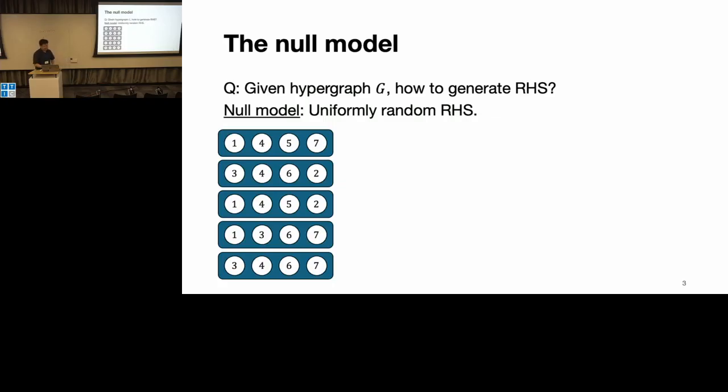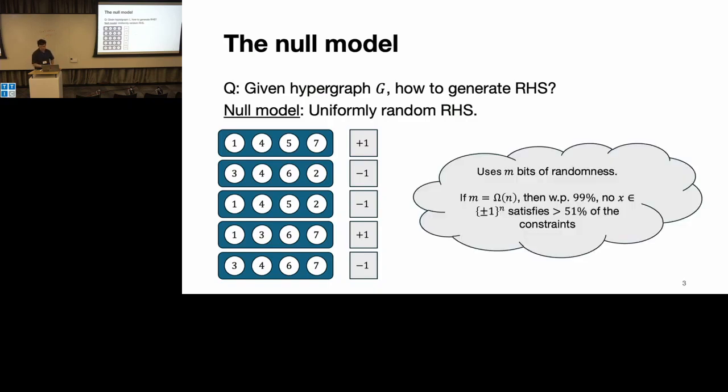So what this means is, you have these sets of variables. For each one, you independently pick a plus minus 1 label. And a standard fact about this kind of model is that as long as you have a linear number of constraints in the number of variables, then it's very likely that every possible assignment is bad. So every possible assignment will only satisfy roughly half the constraints, which is what a random assignment would satisfy. Also, this uses m bits of randomness to sample these right-hand sides.